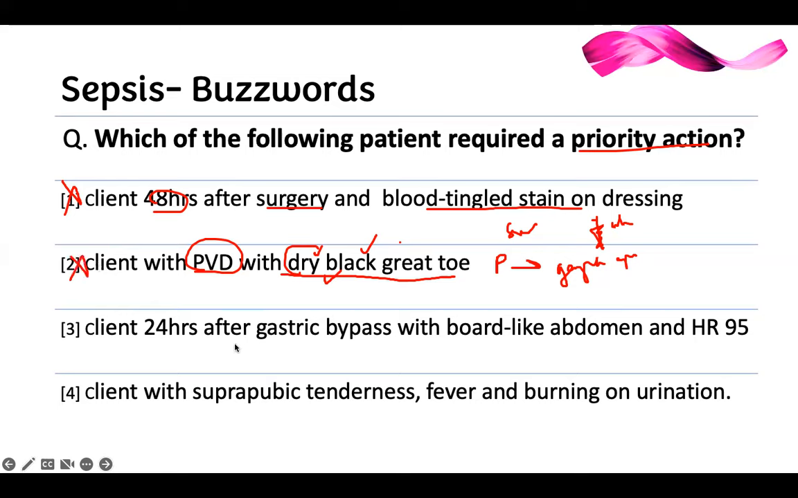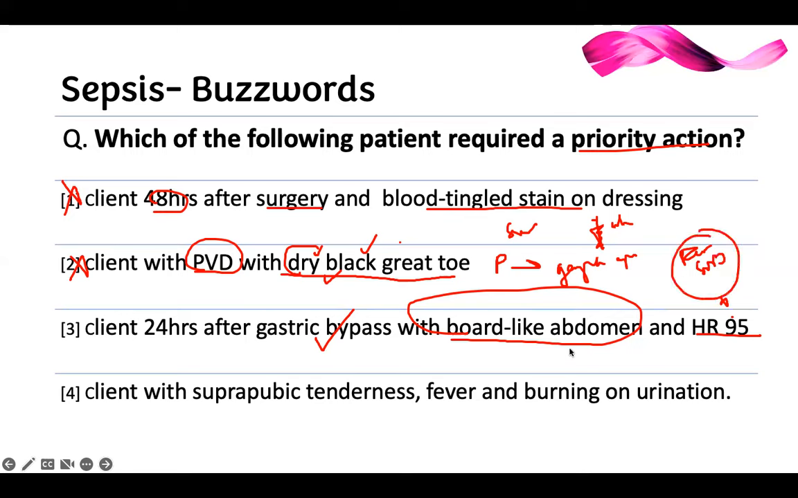A client 24 hours after gastric bypass with board-like abdomen and a heart rate of 95. Even though this is low grade tachycardia, this is bad. Whenever they give you a gastric bypass patient, look for fever and shortness of breath. These two indicate a leak. That means the connection is leaking stool, or they have PE. Those are the two concerns: PE, pulmonary embolism, or sepsis.